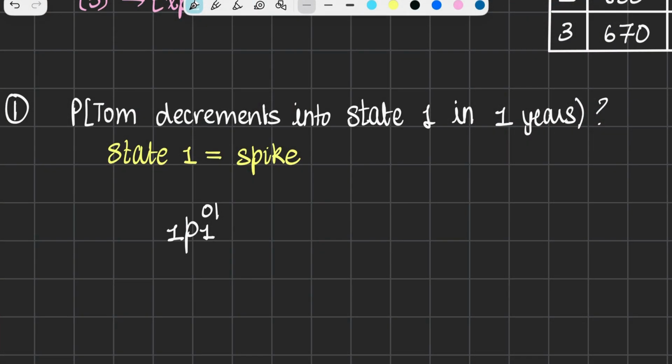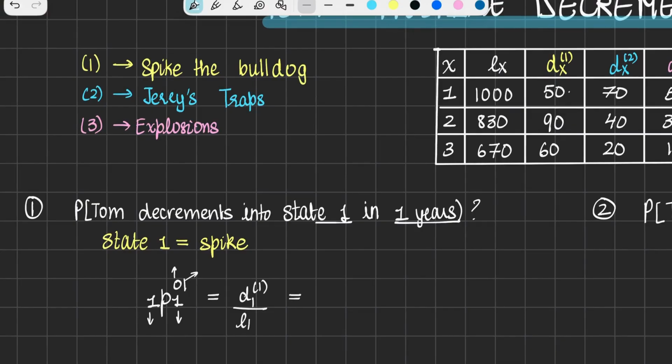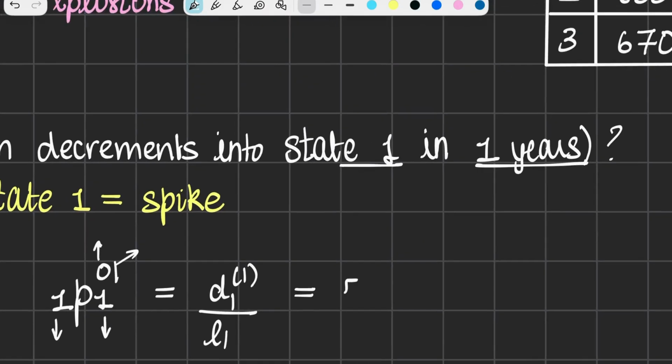First, let us calculate the probability that Tom decrements into state 1 in 1 year. So we have the 1 here, since it says 1 year, and then the 1 here represents Tom's current age. The 1 here represents state 1, and the 0 here represents the state Tom is currently in, which is state 0 since Tom is alive. So to do this, we can simply do D1 1 over L1. This gives us, picking up the numbers from here, 50 over 1,000 which equals 0.05.